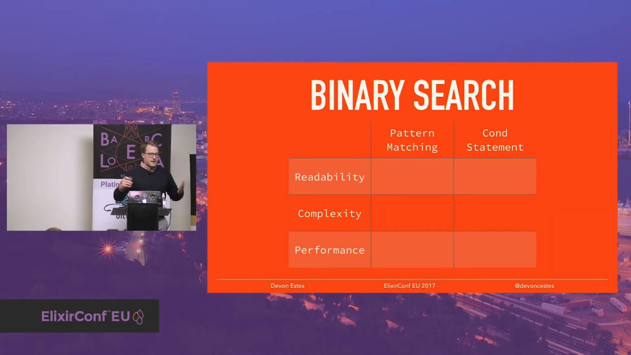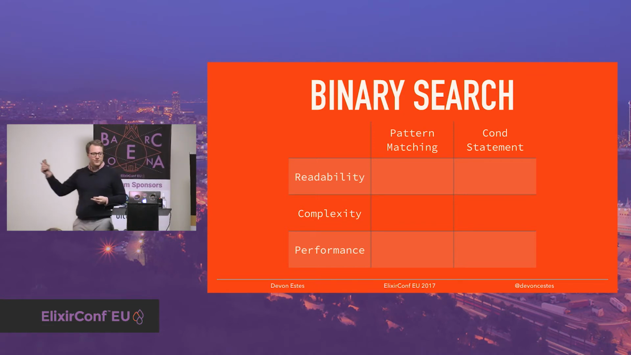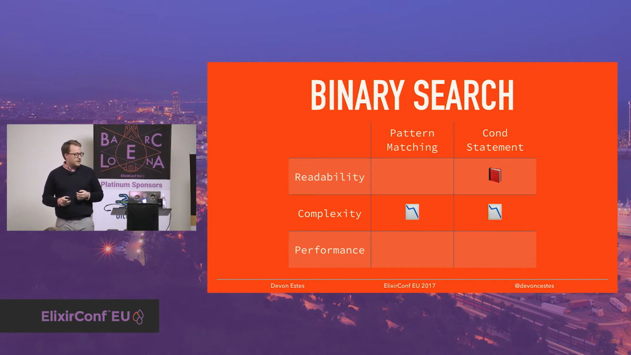And now, because I like to make charts and graphs to keep my head together, we're going to do that. We're going to run down the pros and cons of each implementation and see if we can find one that's right for us. So for readability, I prefer the cond statement. Having those four cases next to each other helps me understand the algorithm a little bit better. For complexity, it's the same algorithm. It isn't that hard to understand. It's the same implementation. So to me, that's even, and for performance, that's pretty much even as well.